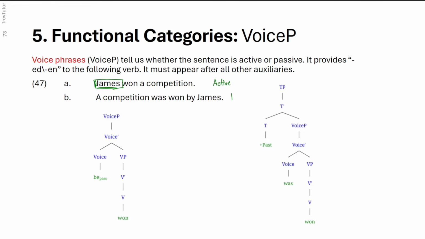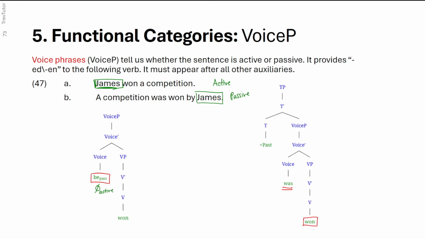And then in the passive version, so a competition was won by James, the agent has essentially been demoted. So it's become optional. We don't need to say who was the winner of the competition. We can just say that competition was won. So if it's active, then under the voice head, nothing is pronounced because active sentences don't have some special auxiliary that we need to include to tell us that it's active. But if it's a passive, then it takes the form of be and it gives the verb a participle form. So let's say this is past, then we would have was, and then the verb won would be in its participle form.